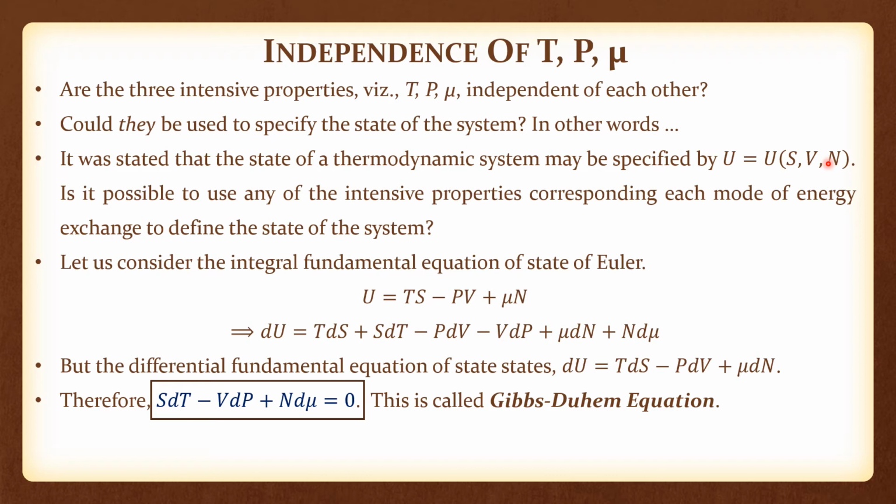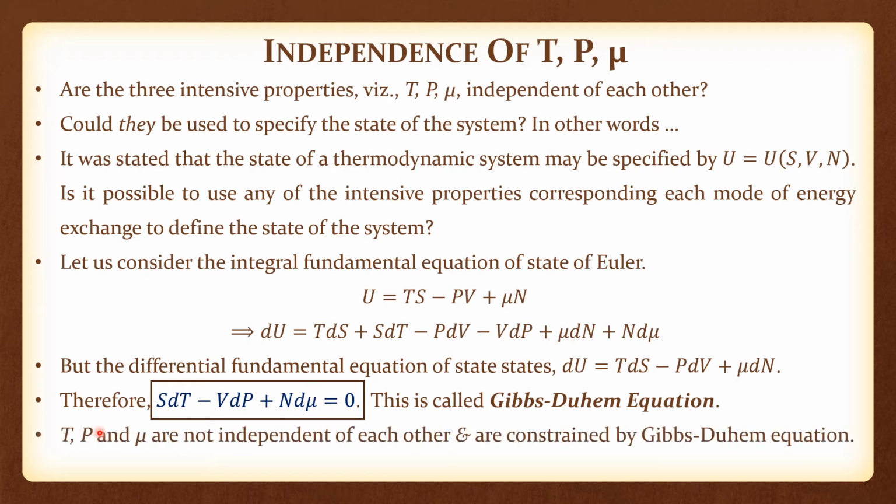If I, however, state either the volume, the entropy, the number, or the internal energy, so at least one of the variables is an extensive variable, then there is a way for me to know for each subsystem A and B what the size is, right? So this is important. Specifying the macroscopic thermodynamic state of a system with T, P and mu alone is not possible. But if I have at least one extensive variable, that specification is possible. So T, P and mu are not independent of each other and are constrained by the Gibbs-Duhem equation.